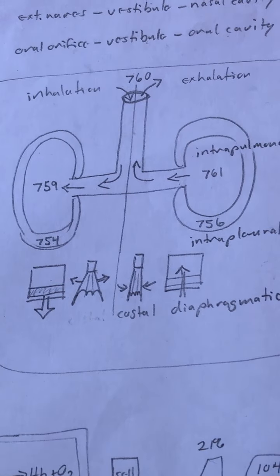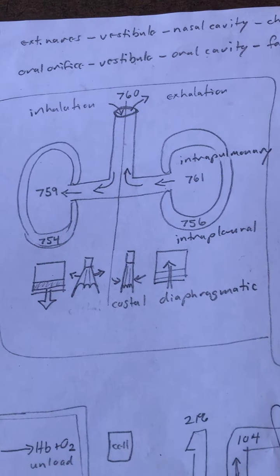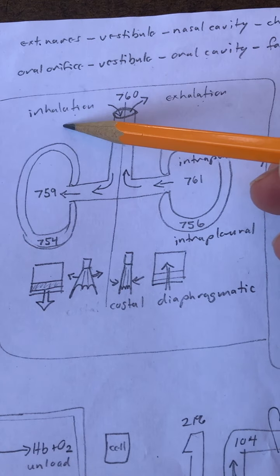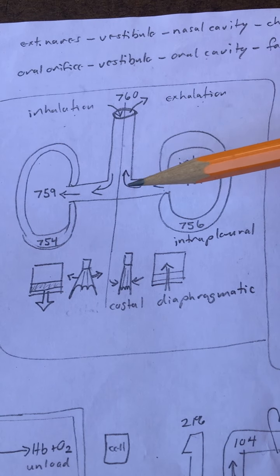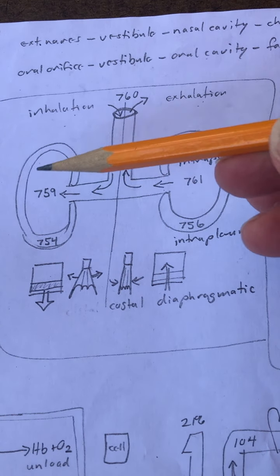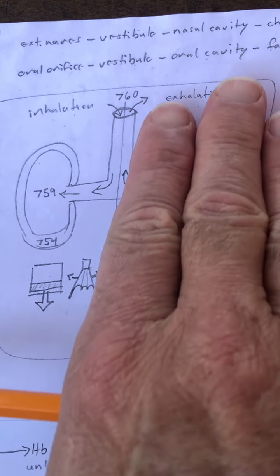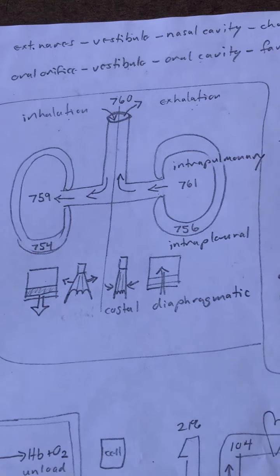the conducting zone. Now, this strangely simplified picture right here is supposed to represent the outside environment, the outside atmosphere. Here is the upper respiratory tract. Let's say it's the trachea, comes down here to primary bronchi, and then goes into a lung. Now, we're not talking about right and left lung here. We're just talking about the inhalation story versus the exhalation story.